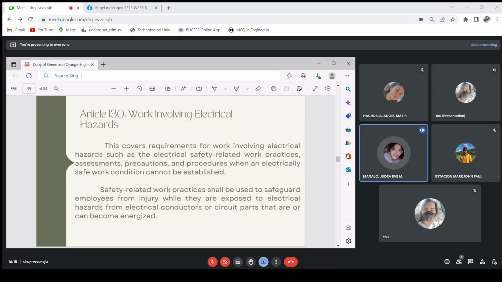And the third one would be a shock assessment shall be performed as required by Article 130.4. And the last one is an arc flash risk assessment shall be performed as required by 130.5.